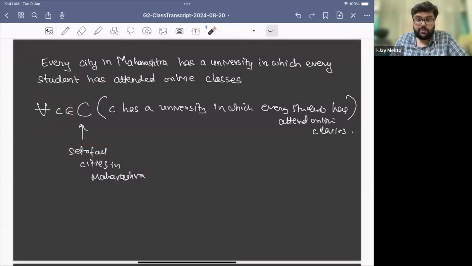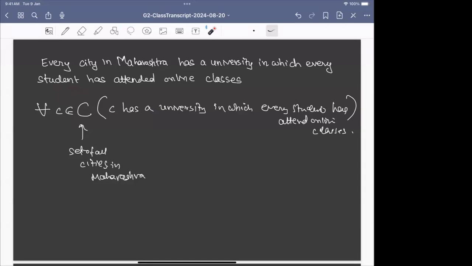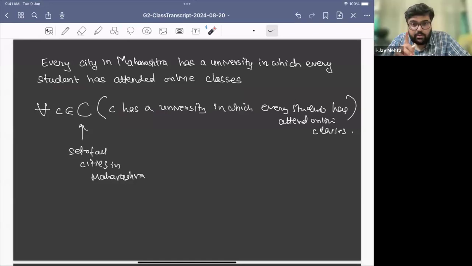So we have a quantifier. And then we have this property. What is the property? We are talking about city. What we are saying about city? That city has a university. So C has a university in which every student has attended online classes. Simple. Do you understand this statement? According to me, I thought the property is every student has attended online classes. Are we talking about students in the city or students in the university?